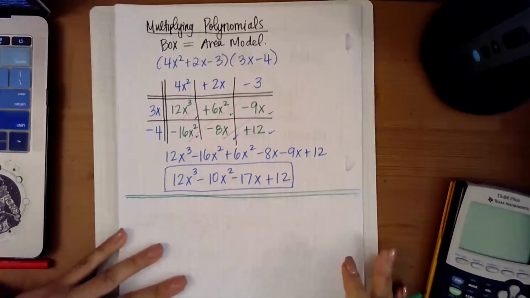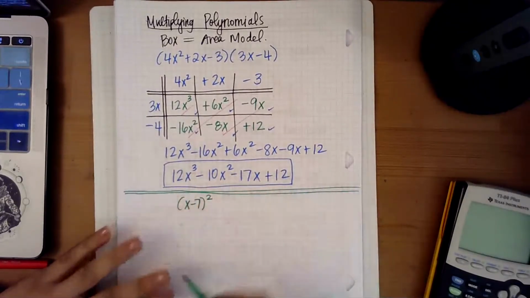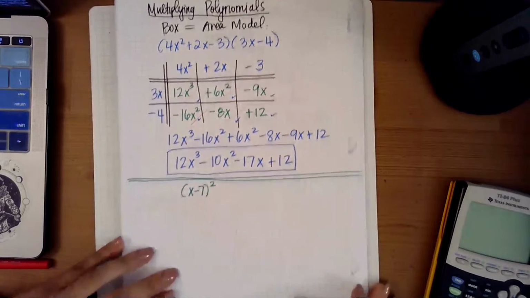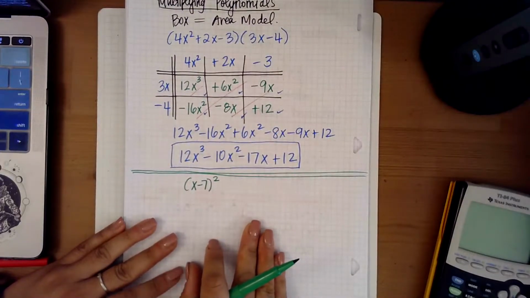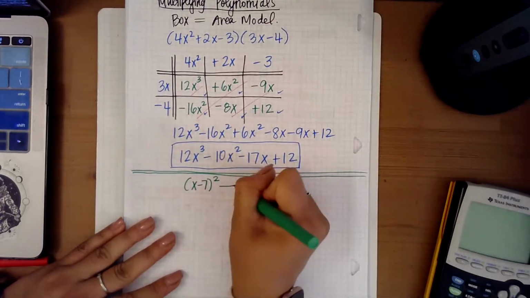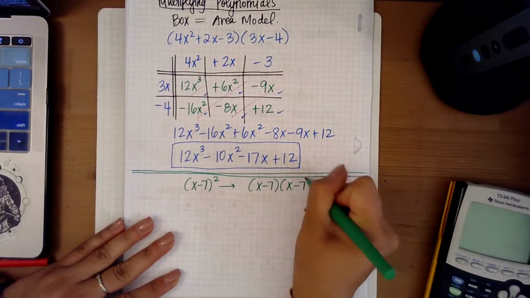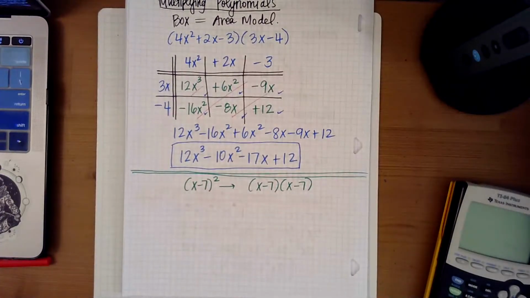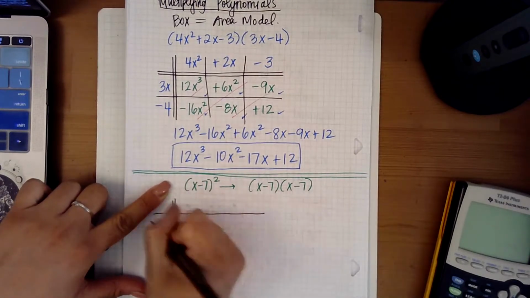So I'm going to see if I do x minus 7 squared. So x minus 7 squared is not x squared plus 49. No, no, no, no, no. First, we need to expand this. x minus 7, x minus 7. Awesome. And from here, we're going to do the box. Same process.